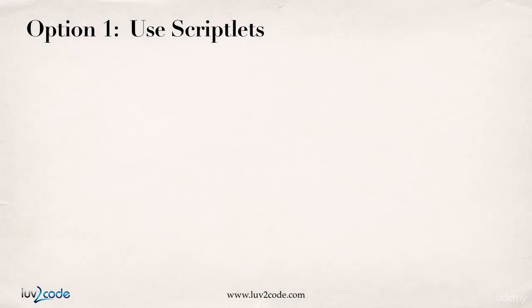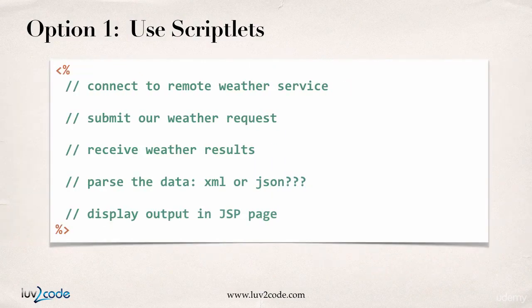So one option is that we can make use of scriptlets. So with a scriptlet, you simply have an angle bracket %, and then you simply start writing Java code. So here we could write code to connect to the remote service, submit our request, get the results, parse the data, maybe XML or JSON, and finally display the output in a JSP page. So that's possible, and we can do it.